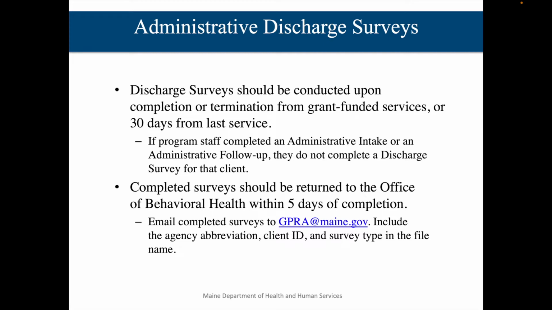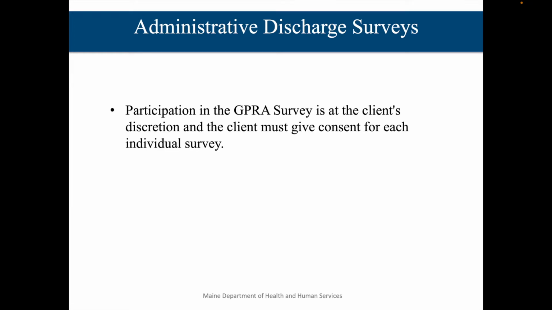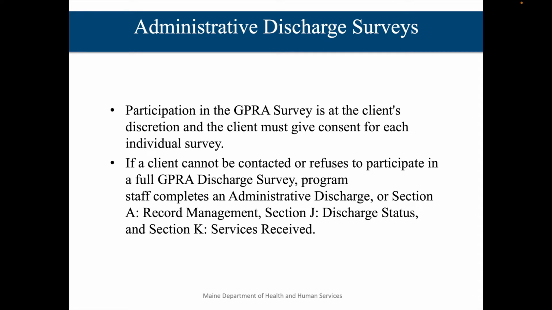Email completed surveys to gipra@maine.gov and include the agency abbreviation, client ID, and survey type in the file name. Participation in the GIPRA survey is at the client's discretion, and the client must give consent for each individual survey. If a client cannot be contacted or refuses to participate in a full GIPRA discharge survey, program staff completes an administrative discharge, or Section A, record management, Section J, discharge status, and Section K, services received.